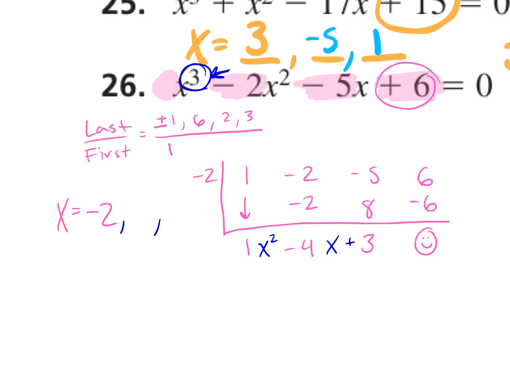Now we have a couple different options here. We can either do last over first again, or we can see if this factors. Let's check and see if it factors. Do I have 2 factors of 3 that add to -4?